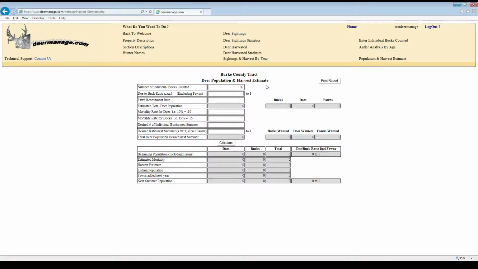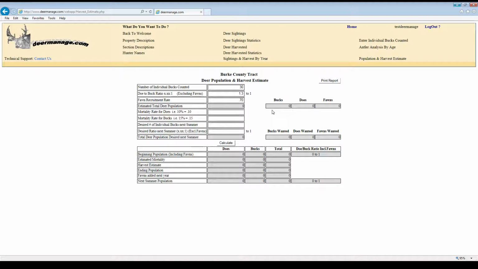Doe to buck ratio. We are very confident of our doe to buck ratio because of the records we keep, including doing a trail camera survey. So I'm going to make it 1.3 to 1. Our fawn recruitment rate, again, because of the records we keep and because we do a trail camera survey, we are very confident of our fawn recruitment rate.